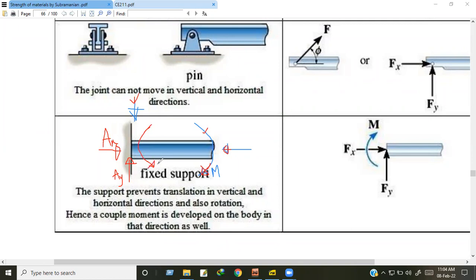After the application of the moment, as I provided a fixed support here, the member will not rotate. As previously we have seen that in pin support and roller support, the member will rotate with respect to the pin or roller. But for a fixed support, the member will not rotate, because I have provided a fixed support here.